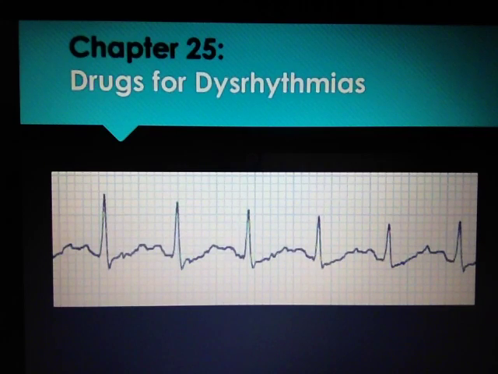This is a video for Chapter 25, Drugs for Dysrhythmias. So we're going to talk about the electrical conduction through the heart and what that looks like on an EKG, or an electrocardiogram. What I'm showing you here is a dysrhythmia. This is the most common type of arrhythmia or dysrhythmia that you will come across and see. This is what atrial fibrillation looks like.